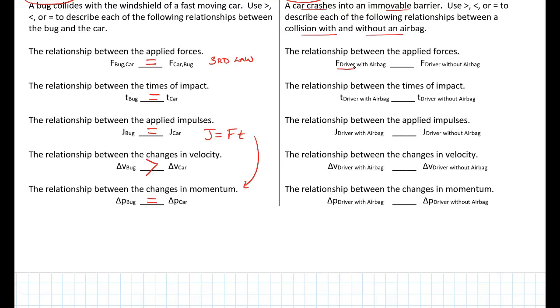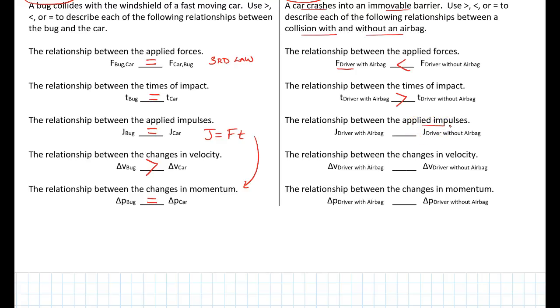The driver with an airbag will experience a smaller or larger or equal force. Hopefully smaller, right? The relationship between the times of impact. Airbag gives you more time, right? Airbag gives you more time versus a windshield or a dashboard. Okay. The relationship between the applied impulses.